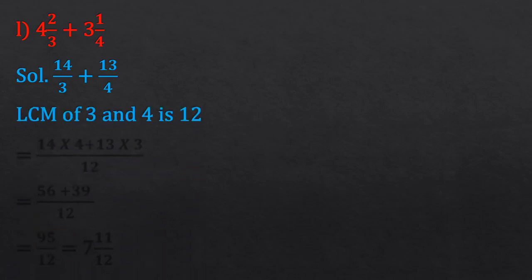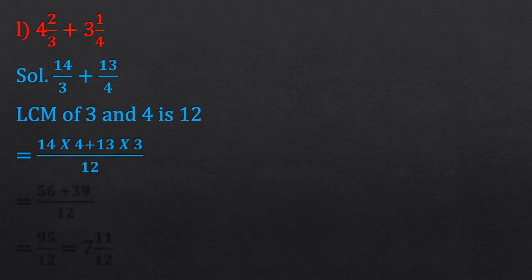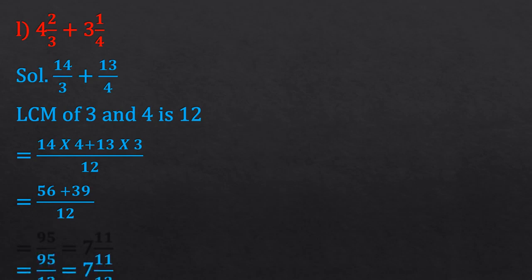LCM of 3 and 4 is 12. So we have written 12 as a common denominator. Now 12 divided by 3 is 4. So 14 multiplied by 4, plus 12 divided by 4 is 3, so 13 multiplied by 3. 14 4s are 56 plus 13 3s are 39. 56 plus 39 upon 12, which becomes 95 upon 12.